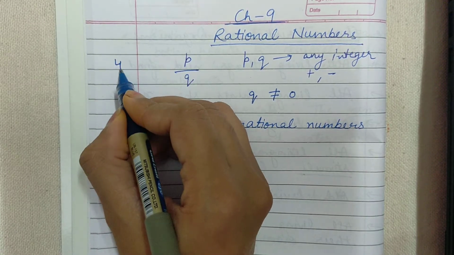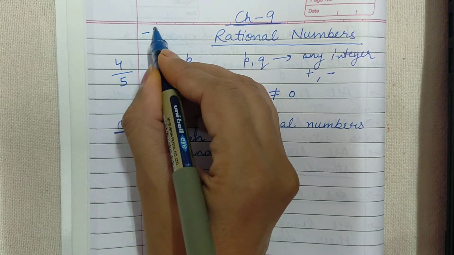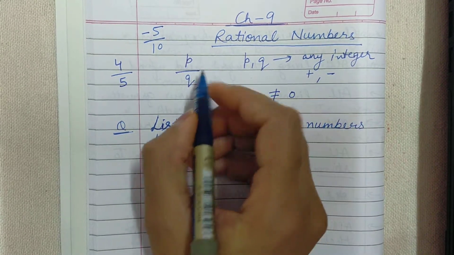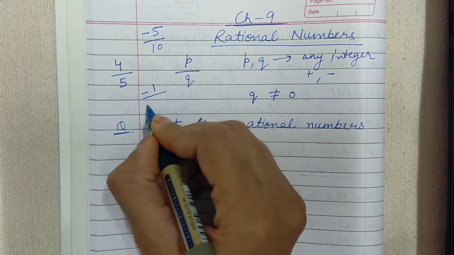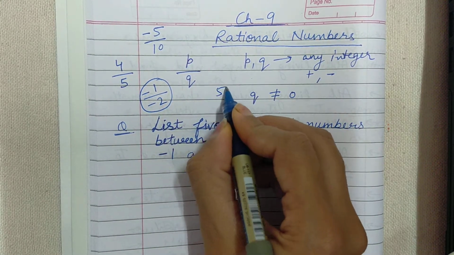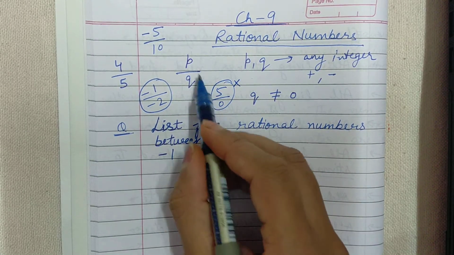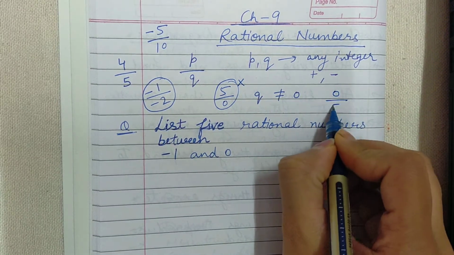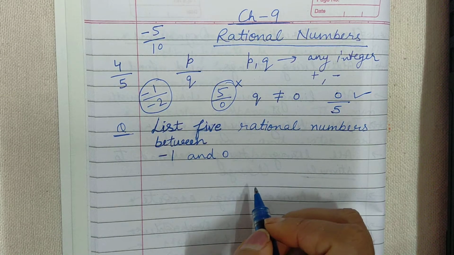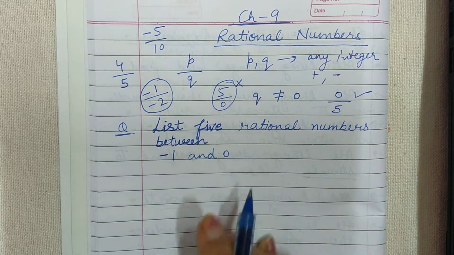For example, 4 upon 5, this is a rational number. Minus 5 upon 10, again, it is also a rational number. Minus 1 upon minus 2 is also a rational number. But 5 upon 0 is not a rational number because Q cannot be 0, but P can be 0. 0 upon 5 is a rational number. So, these are the numbers that can be represented in the form of P upon Q. These are called rational numbers.